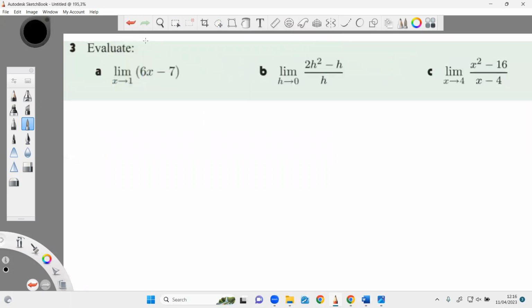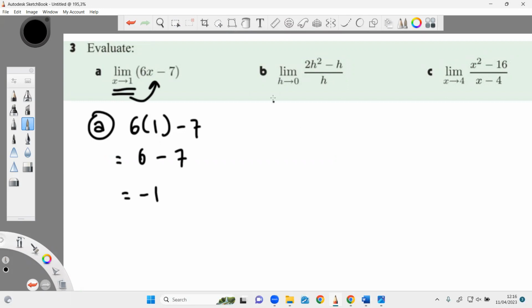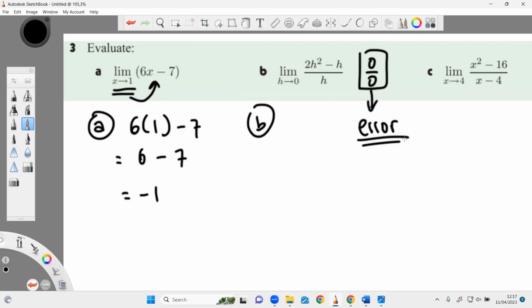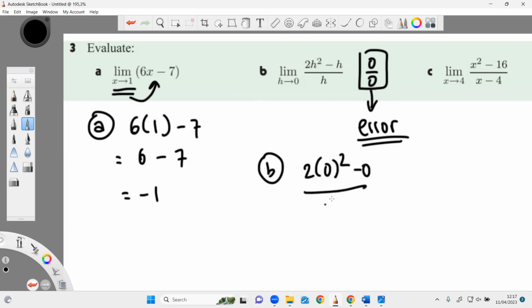Okay, so if you are asked to find the limit, what you need to do is try to insert the x equals 1. 6 times 1 subtract 7 is 6 minus 7, -1. But for part B, there will be a special case where the limit cannot be 0 over 0. This is error. So what you need to do is try to solve until you don't get the 0 over 0 anymore. If you put like this, it will be 0 over 0. It is prohibited.